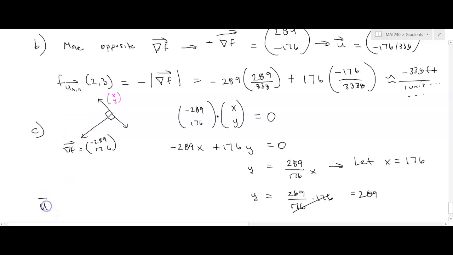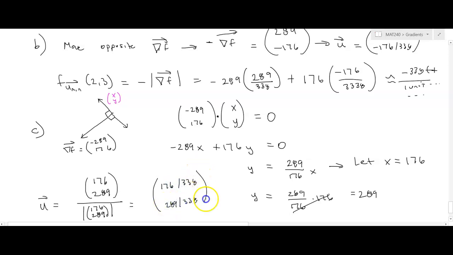So our u vector then will be this vector that is perpendicular, 176 divided by 289, sorry, not divided by, the vector 176, 289, divided by the magnitude of 176, 289, and that's still 338, so we'll have the vector 176 over 338, and 289 over 338.